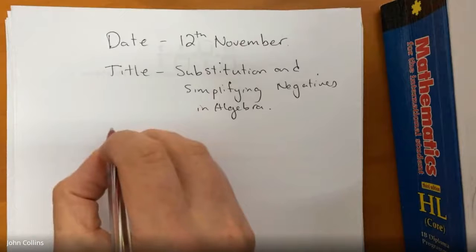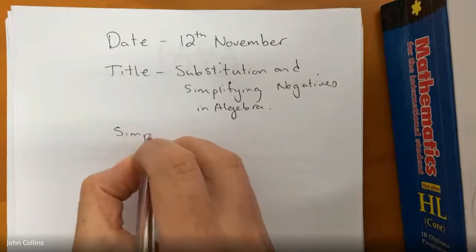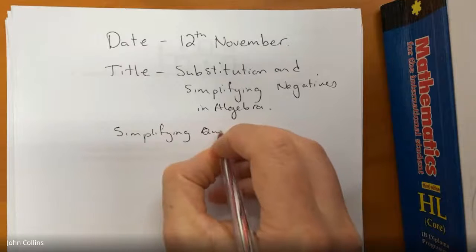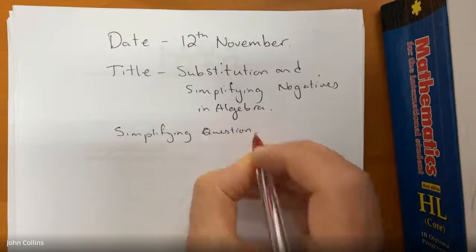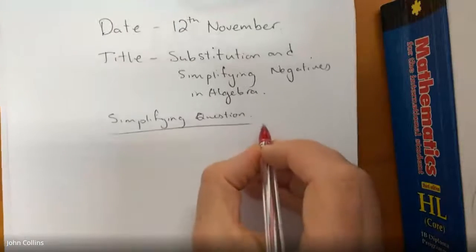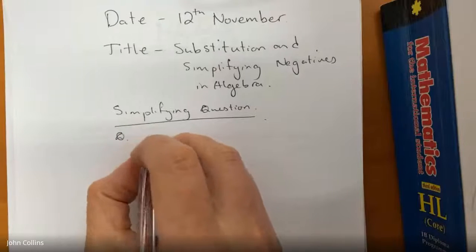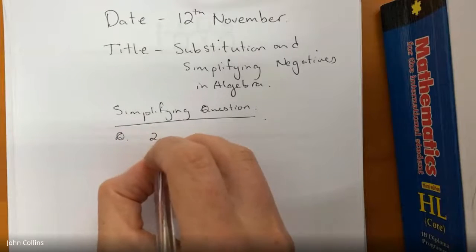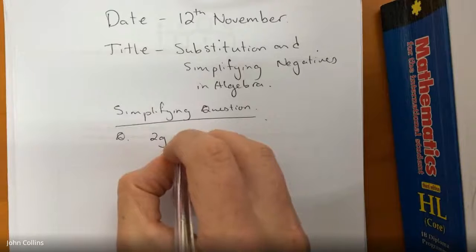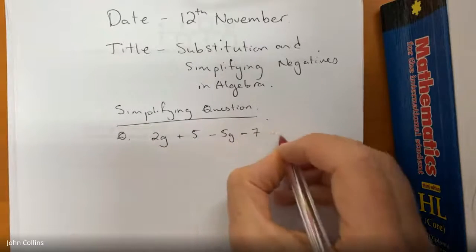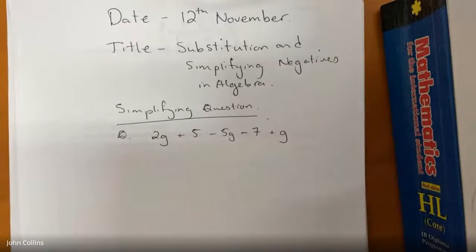Okay, so we're going to start with simplifying. If we're given a question, you're asked to simplify like this. So we're going to say 2g... I want to simplify that.